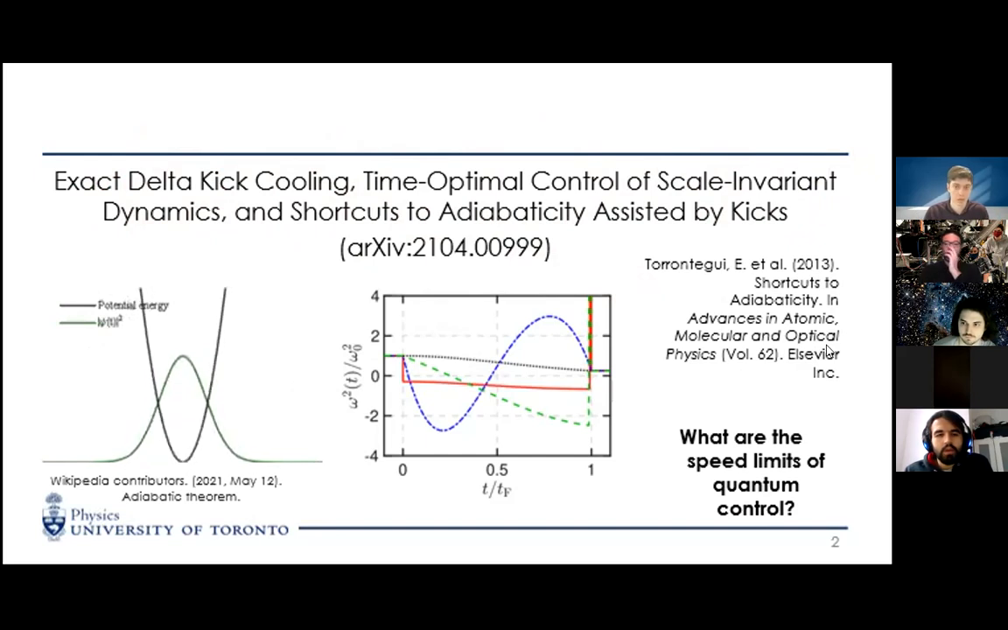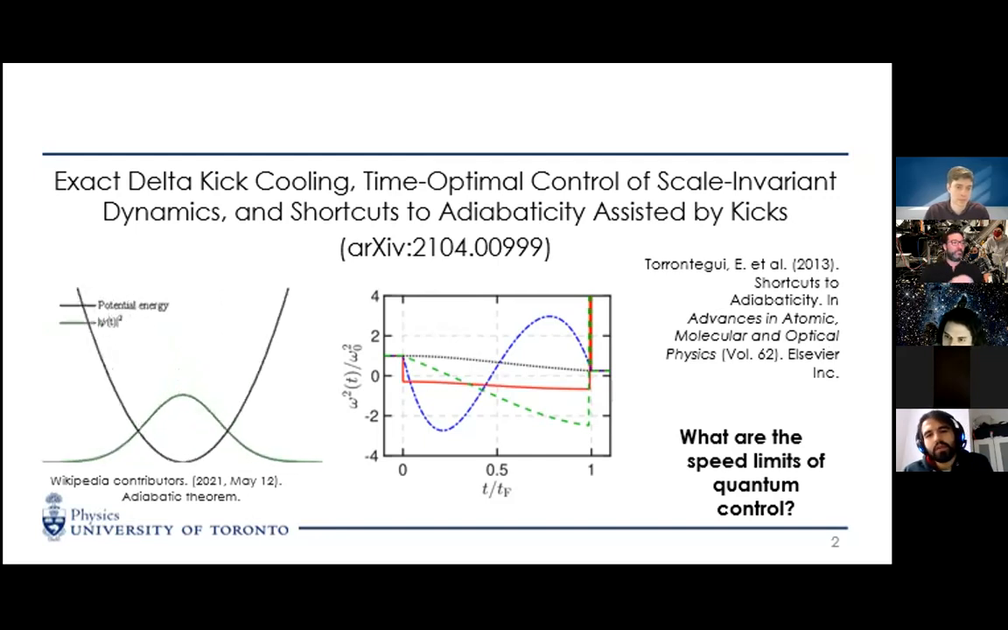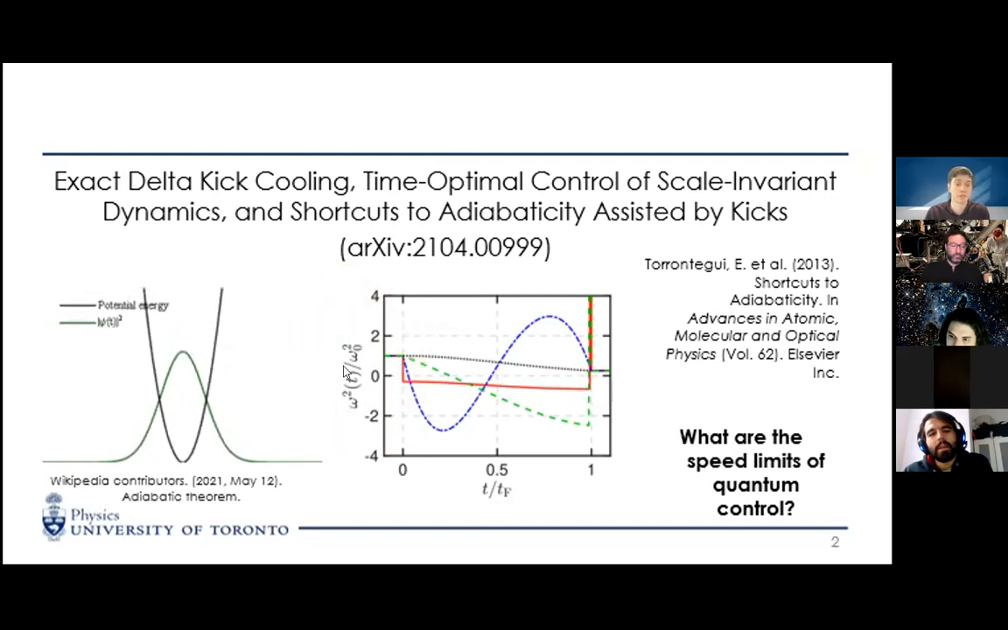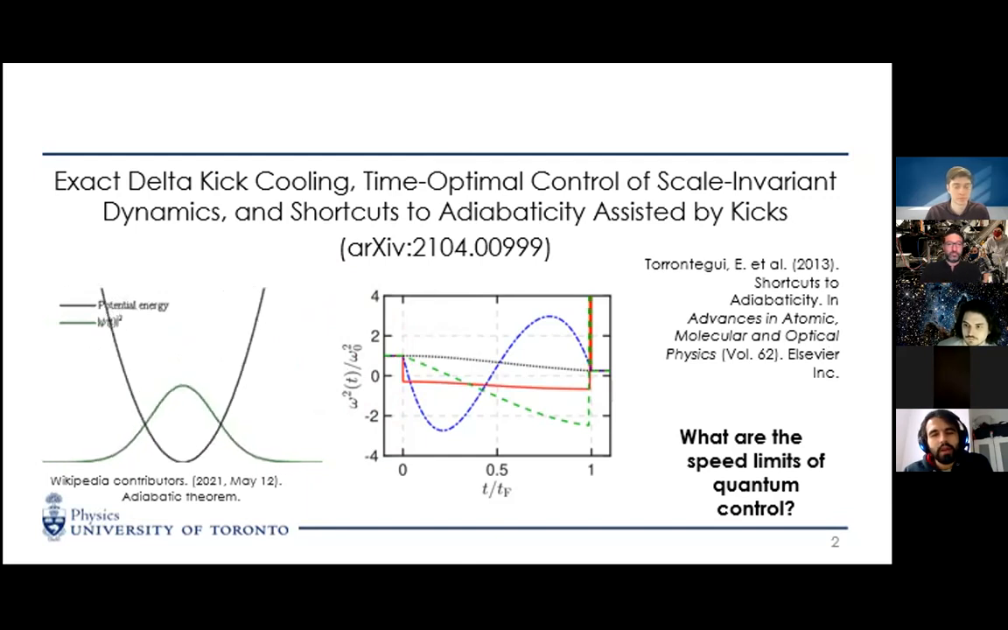Can I ask a question? Yes. So here in the y-axis, are the omegas frequencies? So here, these adiabatic protocols are modifying the trap frequency of a harmonic oscillator. Okay, so what does it mean to have a negative frequency squared here?